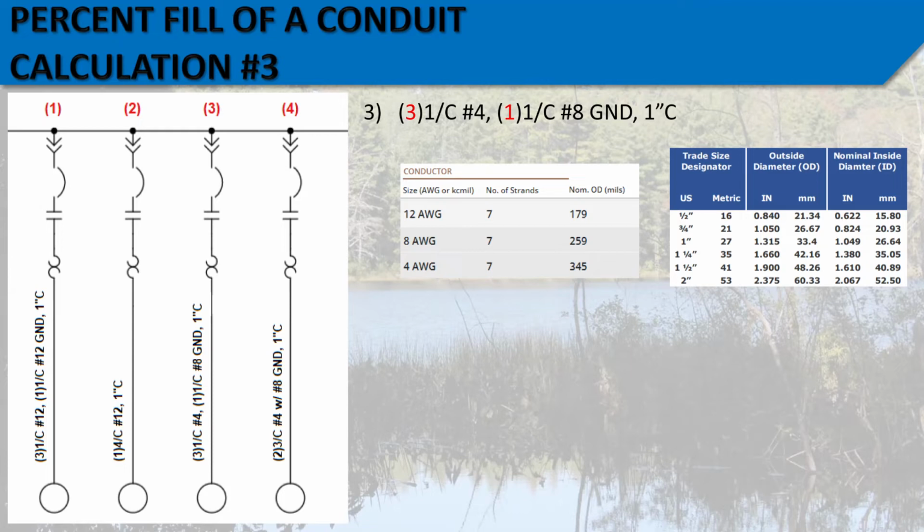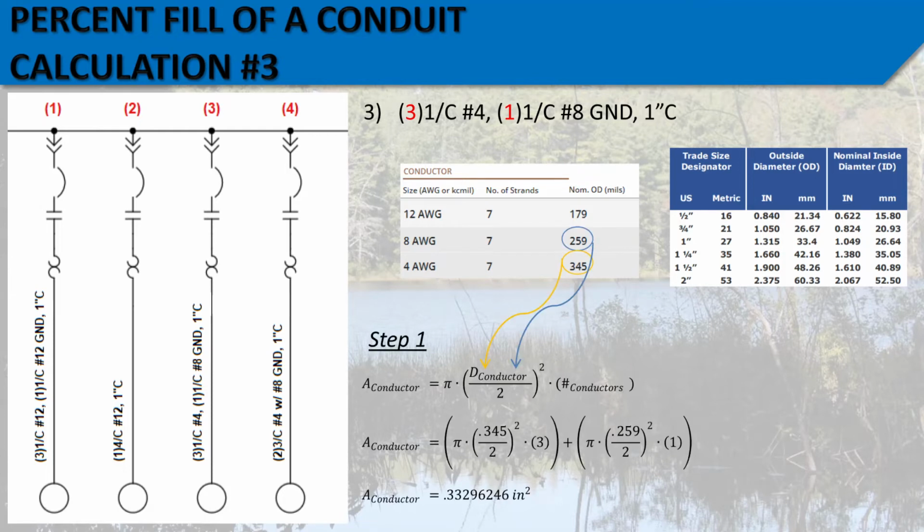Alright, example number 3, we start to get a little interesting. We have 3 single conductor number 4 wires and 1 single conductor number 8 ground in 1-inch conduit. So for step 1, if we refer to our data sheet, we have 2 different types of conductors here, 2 different outer diameters. So when we do our calculation, we have to add together the 2 areas. And when we do that, we get 0.33296246 square inches.